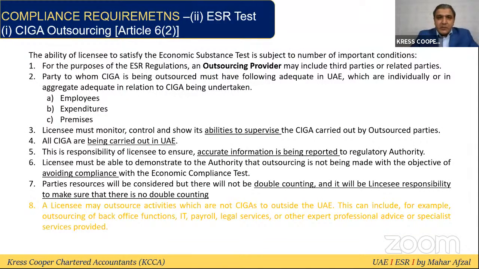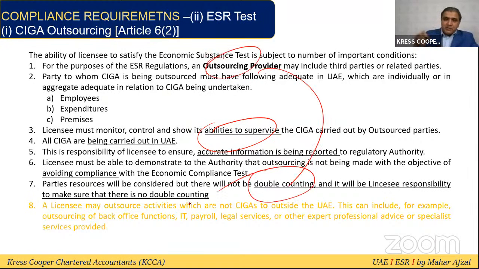Outsourcing: yes, CIGA activity can be outsourced. The outsourcing requirement implies expenditure on the premises of the person to whom these activities are being outsourced. They should be in UAE. It will be the basic and primary responsibility of the licensee to supervise and to make sure that the outsourcing provider has all this CIGA implies expenditures, reporting everything on timeline. This is the primary responsibility of the licensee. Moreover, they said the resources hired by the outsourcing service provider will not be considered twice as one resource. It will not be considered double counting.